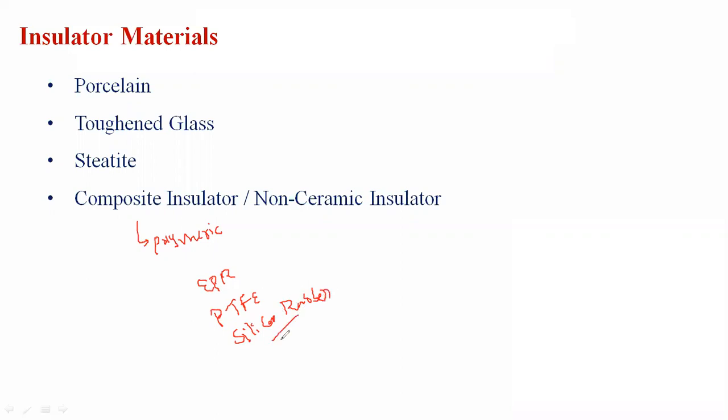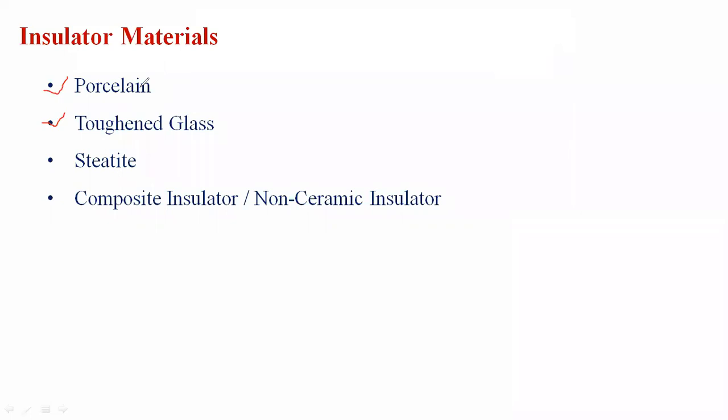Here, once the rubber coating is used, a little bit of moisture particle is absorbed. But compared to the four types of insulator, porcelain, toughened glass, steatite and composite, these two are preferred. In previous days porcelain material was used, but in recent days only toughened glass material is preferred for 220 kV, 400 kV and 765 kV transmission lines.